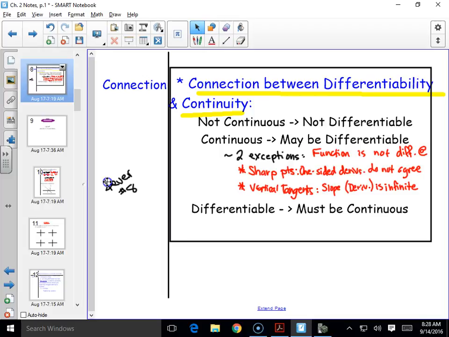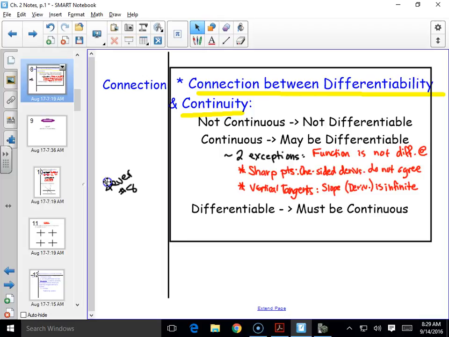And if you are ever told a function is differentiable, and this is one of those things as we get to AP questions, they like to say "if f is differentiable." If they say that, we know for sure the function must be continuous. If it's differentiable everywhere, or if it's differentiable at a point, it has to be continuous there.